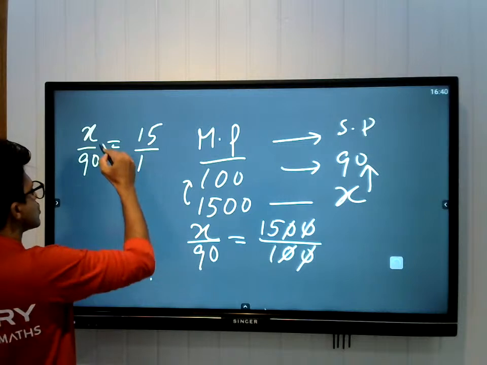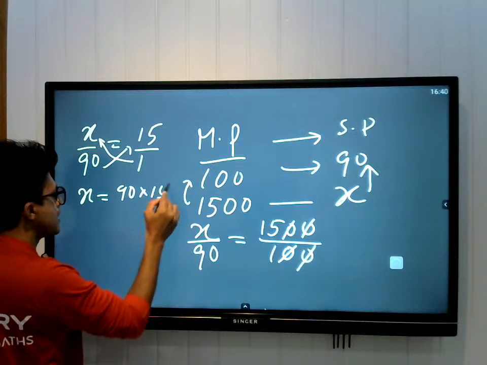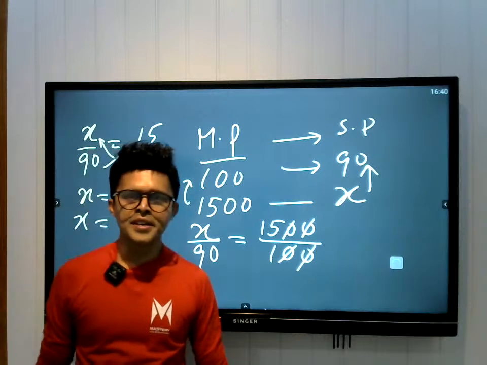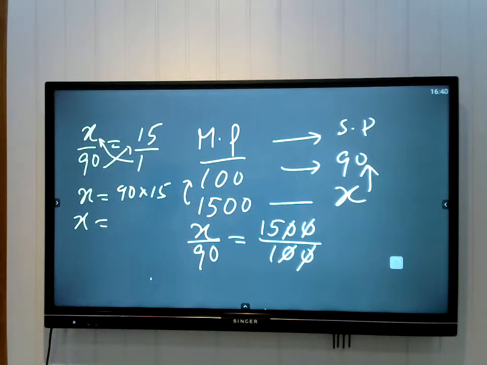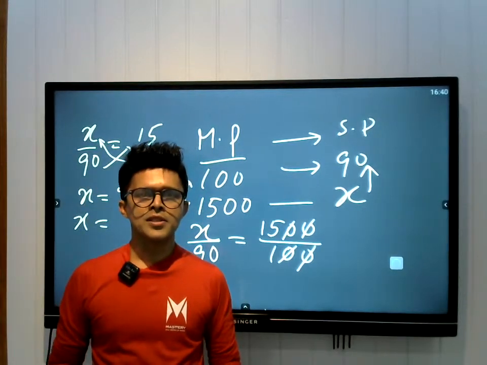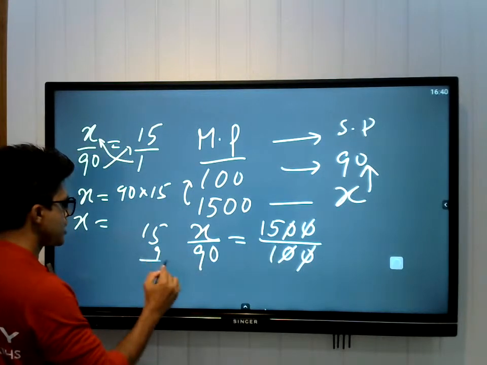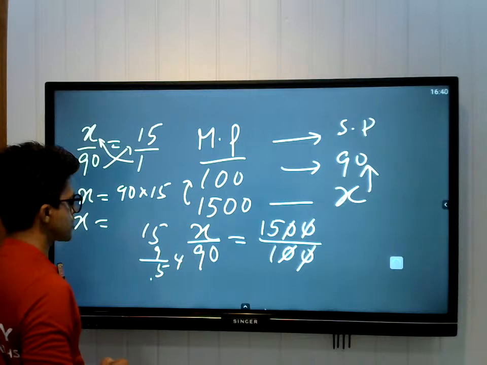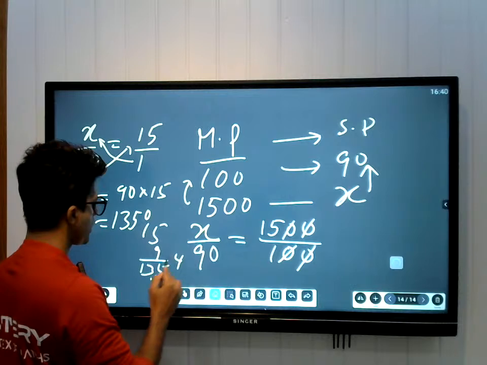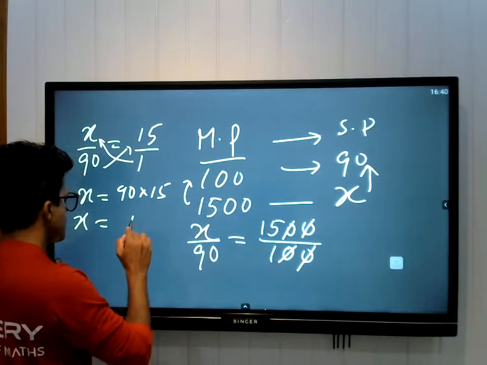Now let's cross multiply. X into 1 is X. Then 90 into 15. Are we able to get the same answer as the one you mentioned, 1,350? Let's check it. 15 into 9: 9 times 5 is 45, remainder 4. 9 times 1 is 9, plus 4 is 13. Yes, 1,350 is the answer. Your answer is okay. Nice. Great.